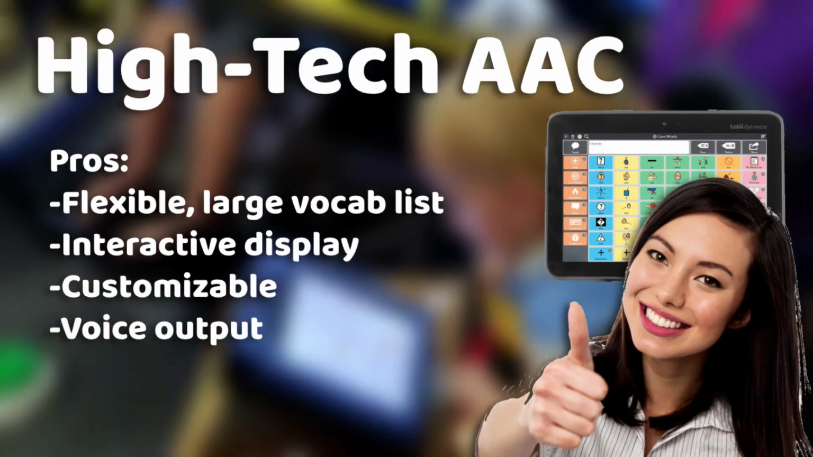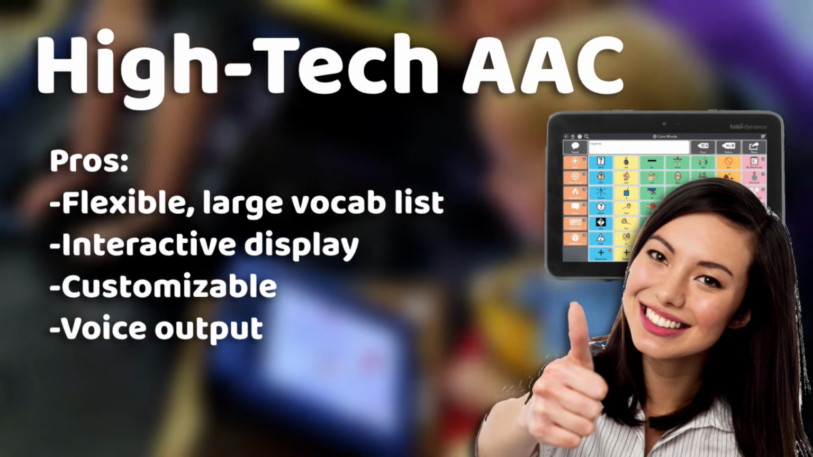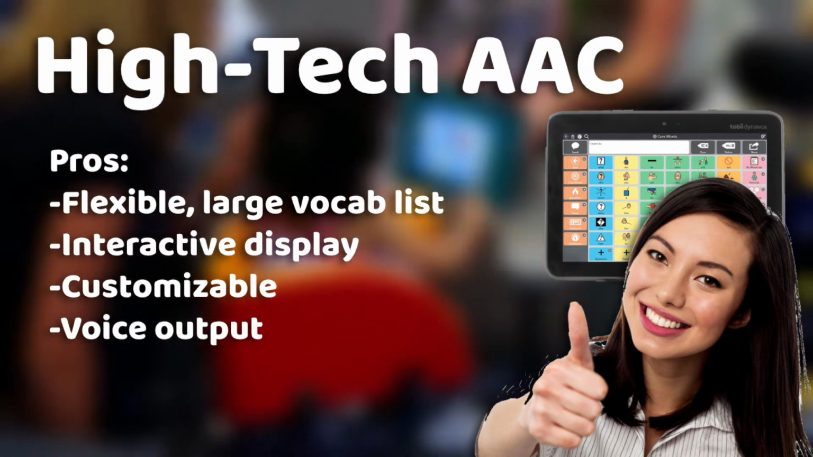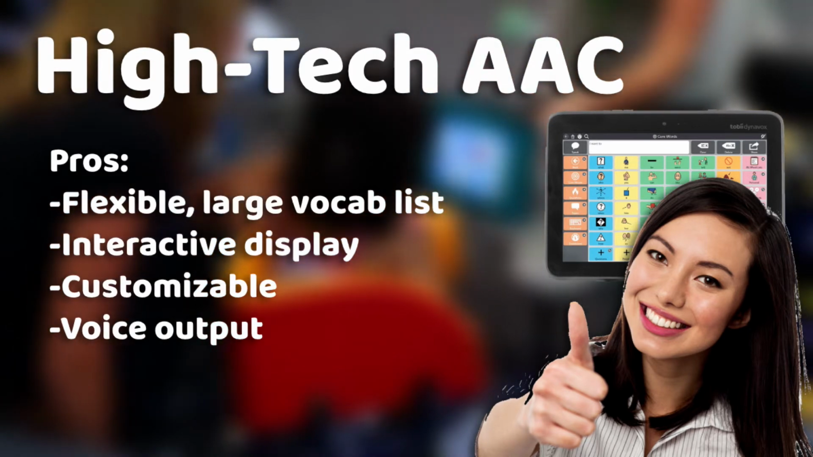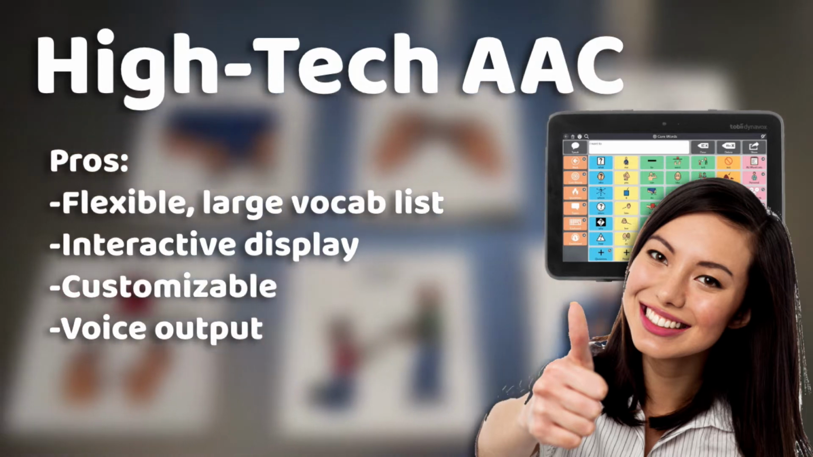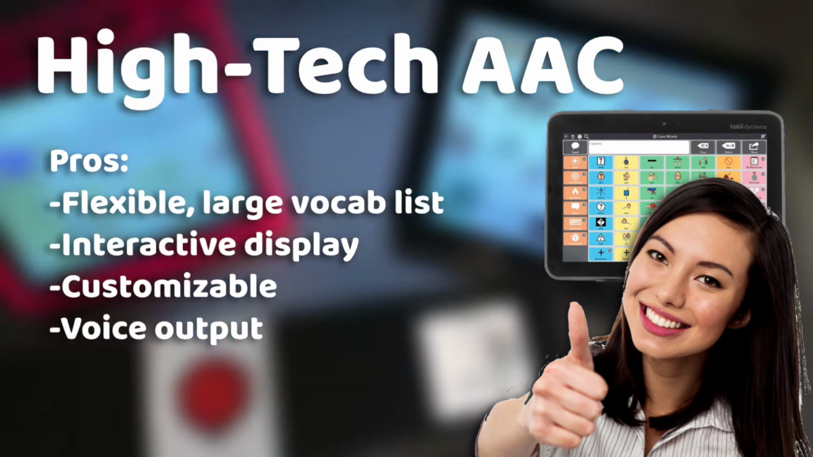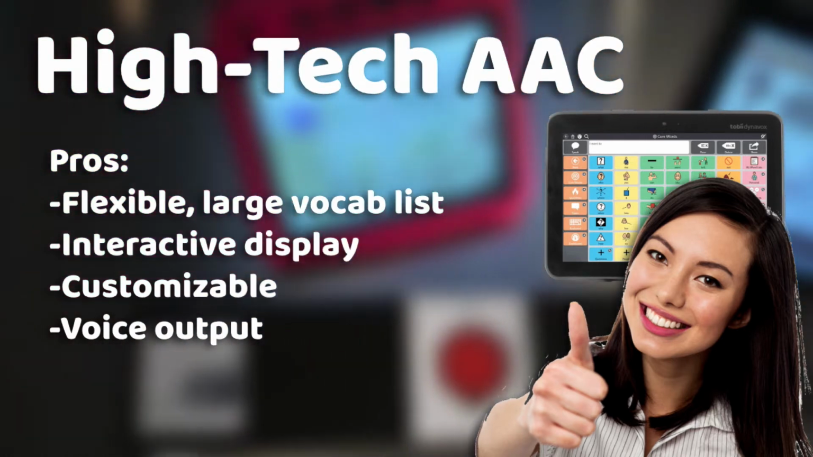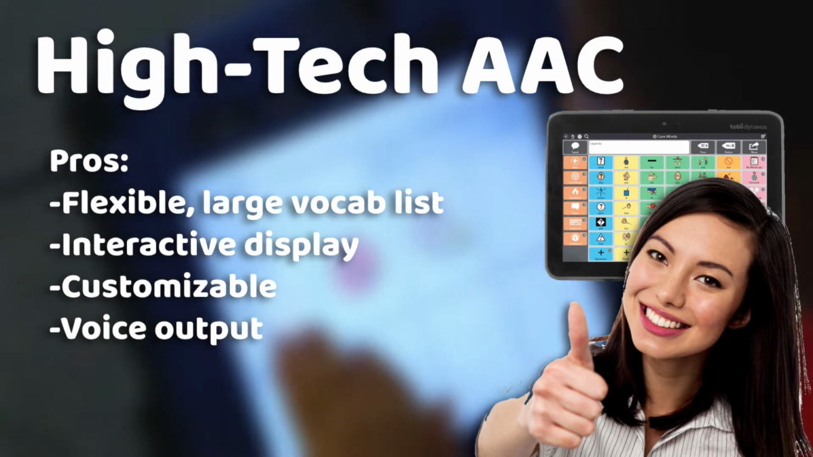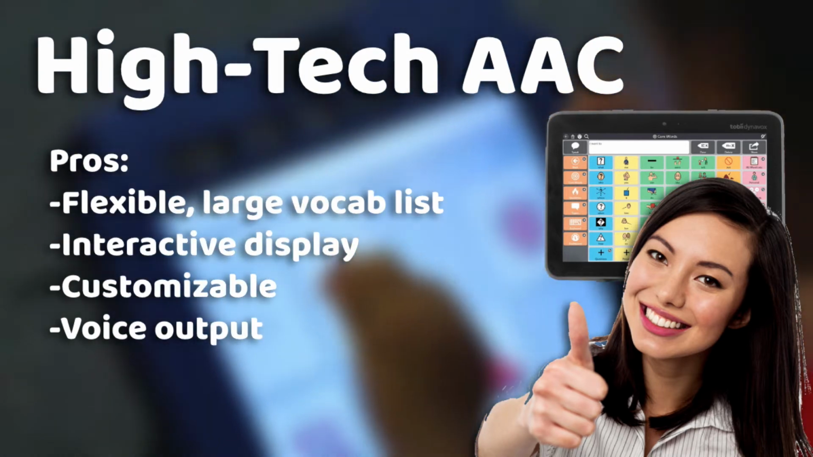Some of the pros or benefits to using high-tech AAC devices are that they're flexible and they have a large vocabulary list that is pre-programmed, and it's easy to add your own words and pictures electronically. The interactive display is a benefit in that many mimic tablets or are used specifically on tablets or computers. High-tech devices are very easy to customize with different layouts and, again, pictures and vocabulary. And the main benefit for many high-tech AAC devices is voice output. When they're used, the device speaks for the student.